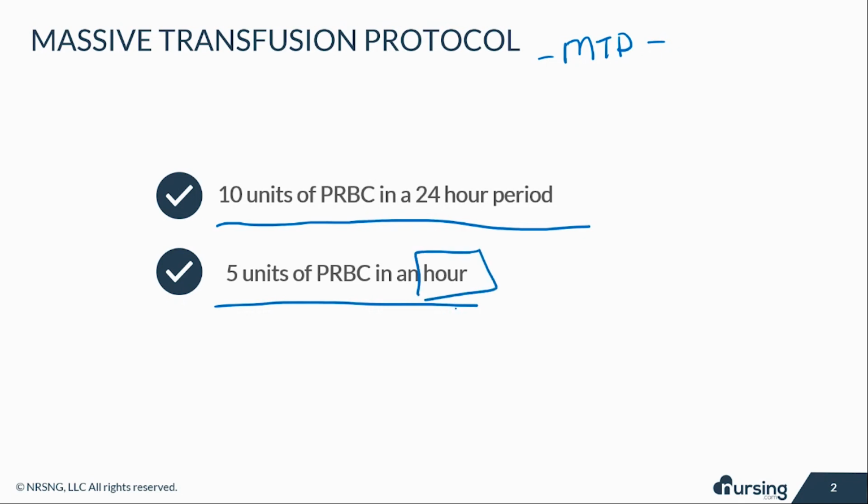Some hospitals will activate an MTP when 4 components of blood products are administered within 30 minutes. Remember that when we give 1 unit of packed red blood cells, we usually do this in about 2 hours. 4 would be the max, but in about 2 hours. When somebody needs 10 or more in a 24-hour period, that's when you have to take other precautions.